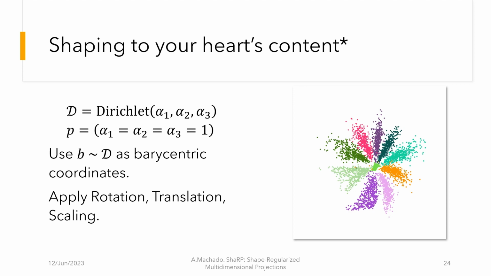Another thing you can do is to use a Dirichlet distribution and take samples of this distribution and use them as barycentric coordinates of a triangle, for example. And then on top of that, you can apply rotation, translation, scaling, and you are going to recover clusters that look like triangles. So here, for example, I'm going to highlight just a few, but it's quite evident that these are shaped like triangles. And the prior distribution that we regularize towards is the uniform distribution on the triangle, which is Dirichlet with all the parameters set to 1.